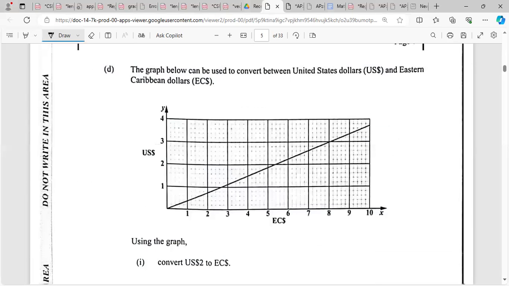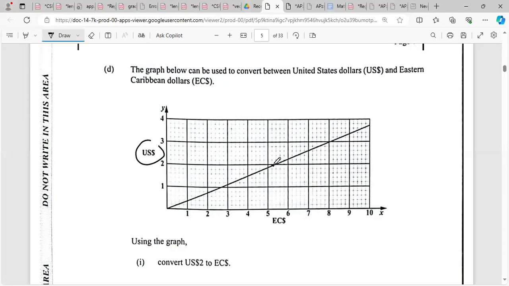He said the graph, this is students' matter about. The graph below can be used to convert between United States dollars and Eastern Caribbean dollars. Big up everybody in the Eastern Caribbean, Guyana, Trinidad, St. Martin, everybody. Alright, and he said use the graph to convert US $2 to EC. So first we are going to $2 US, because these are the US, right? So we can just read it off the graph.